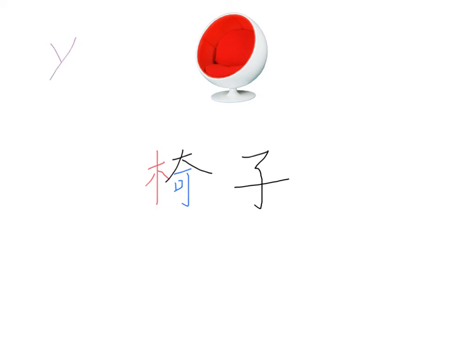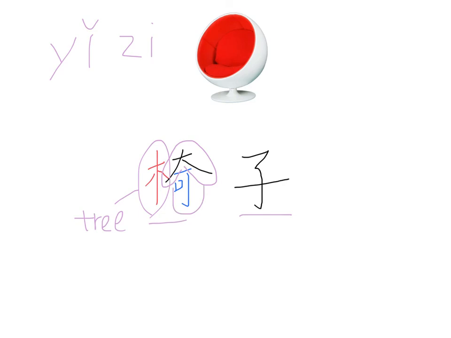Chair 是椅子. 椅子 is made out of tree, wood. There are two parts to the right side of the character 椅. On top, it's 大, remember? 大, big. So just think of this character as something made of wood and it's big enough for you to sit on.